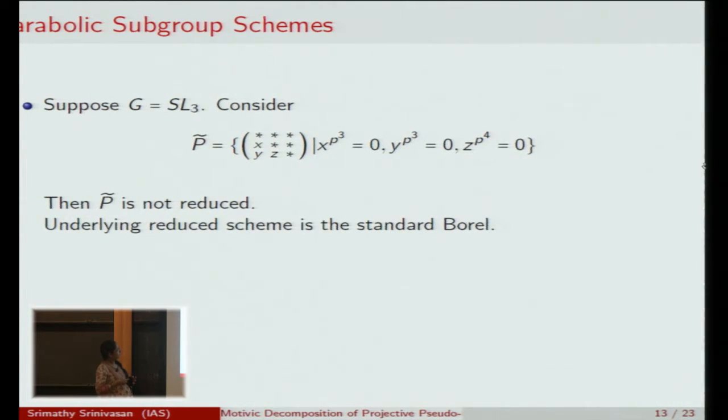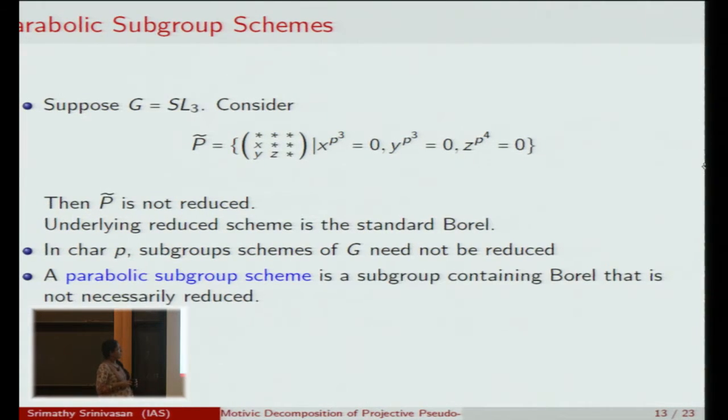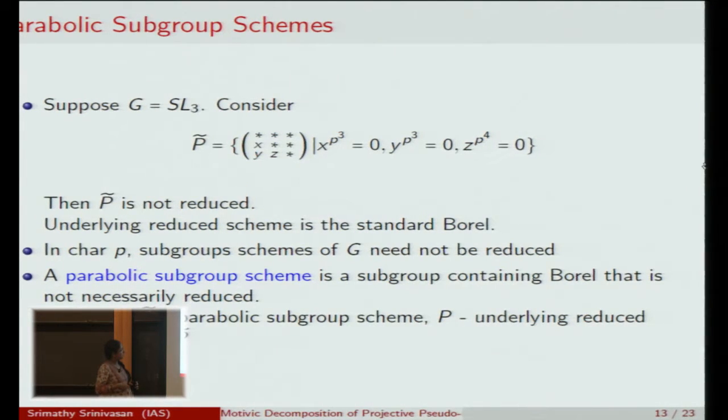So the underlying reduced subscheme of P tilde in this case is the standard Borel, which is the upper triangular matrices. So what we see is that in characteristic p, subgroup schemes of G need not necessarily be reduced, and a parabolic subgroup scheme I'm going to define as some subgroup of G which contains the Borel and which is not necessarily reduced. This is usually denoted by P tilde. So P tilde is a parabolic subgroup scheme, and if I remove the tilde, then the letter P just denotes the underlying reduced subscheme of P tilde. So this is the notation I'll follow.